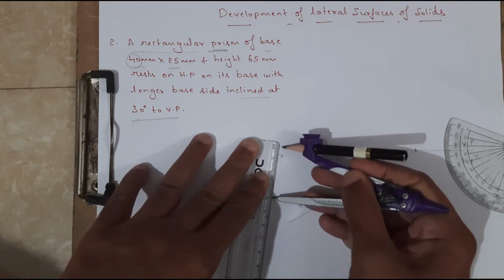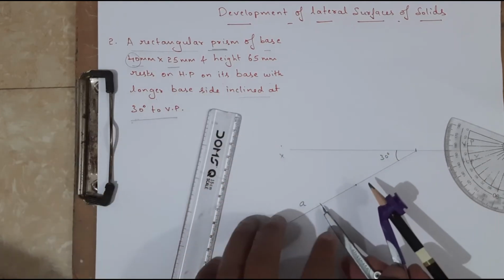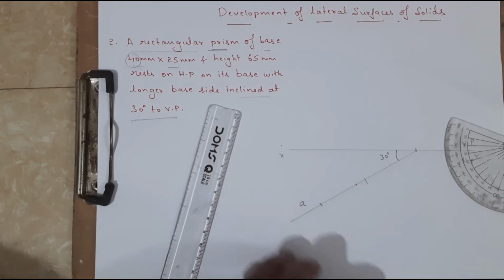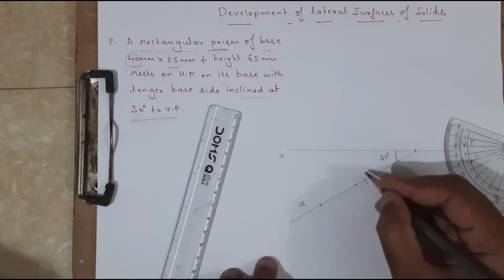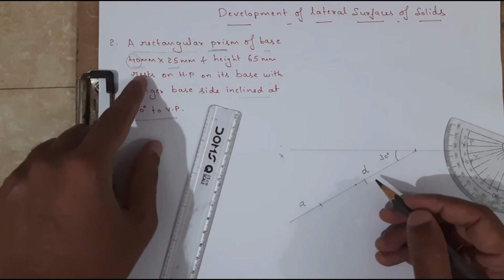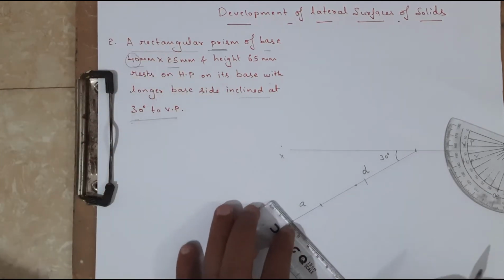So I am going to take the measurement of how much? 40 mm. Okay, with A as center and 40 mm as radius, I am going to cut the arc. I am going to take that one as D. So A to D is how much? 40. That is the longest side. So now I need to draw the rectangle.